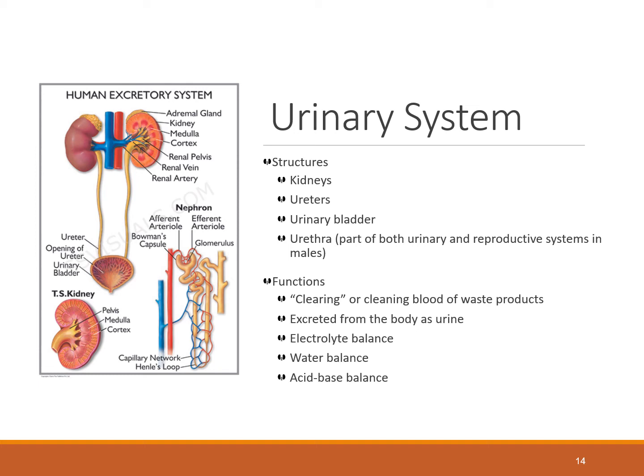Remember, the digestive system excretes waste as feces. The urinary system excretes waste as urine. The urinary system and the kidneys specifically also help to regulate electrolyte and water balance, as well as acid-base balance.